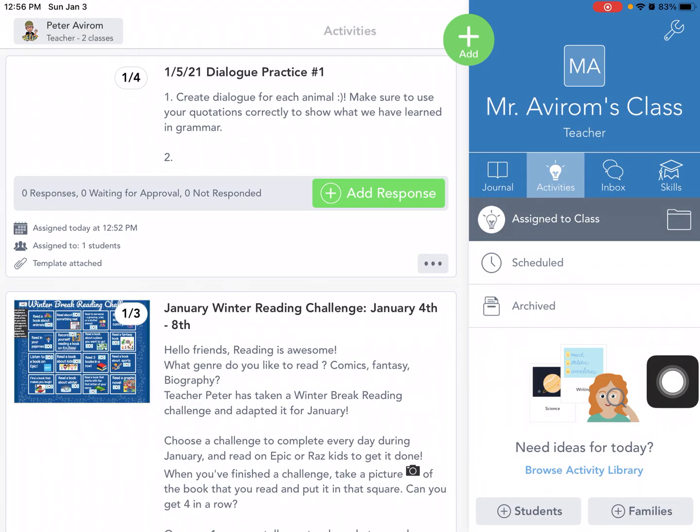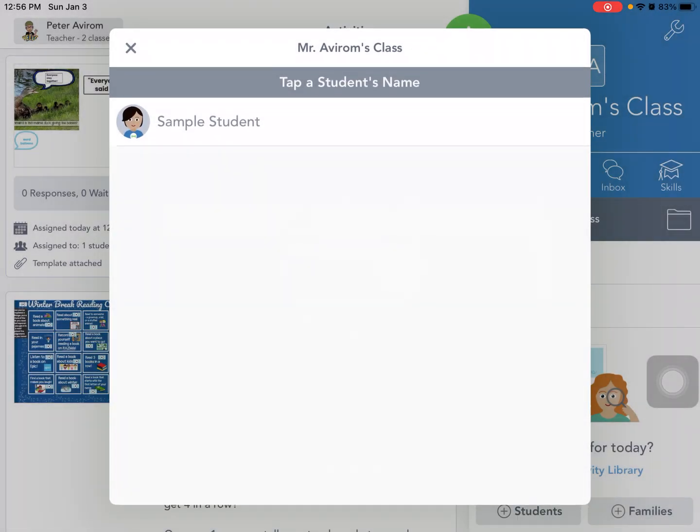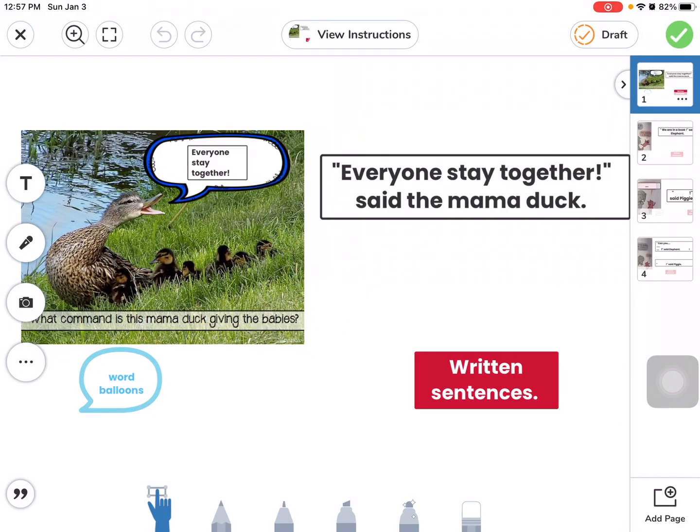I'm going to go to Activities, and let's see what's assigned to me. And I'm going to add a response, and this is what you're going to do. So in the first step, you're going to try to move from word balloons to written sentences. And you're going to decide what goes in the word balloon, and you just write what you want them to say. I'm having Mama Duck say, "Everyone stay together."